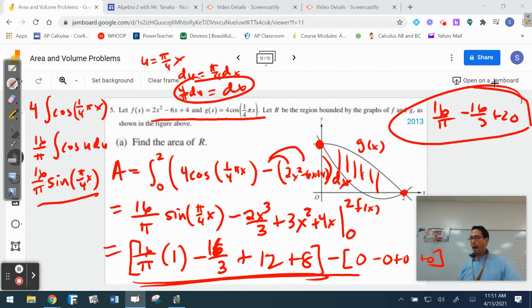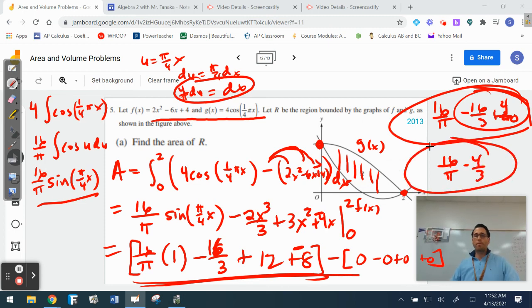Ooh, did I make a boo? Let me see here. Did I forget something, you guys? I feel like maybe I made a sign mistake. Ooh, and I did make a sign mistake. I was looking at the solutions. Distribute that negative. That should be a negative, which would make that a negative, which would make that a 4. Now that's easy to combine because that's 12 over 3, so I get 16 over pi minus 4 thirds. Booyah, that would be worth 4 points.